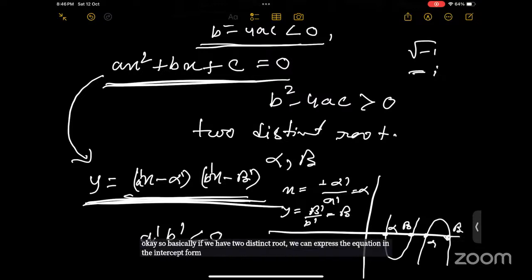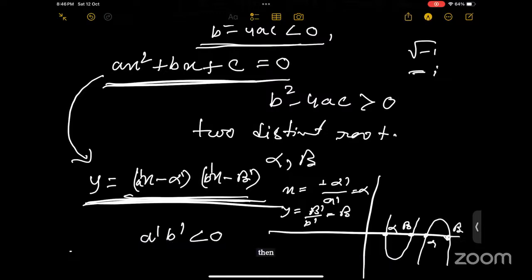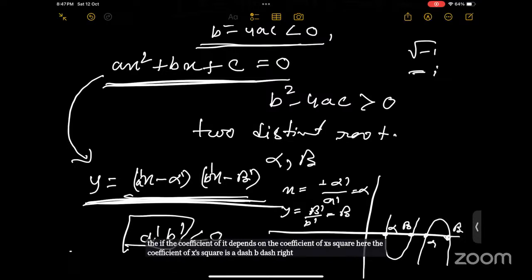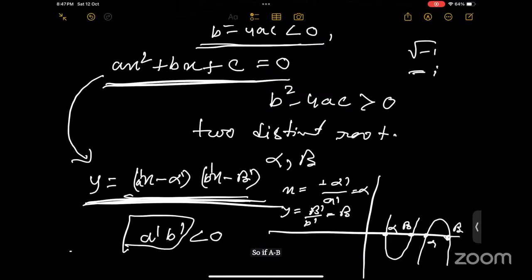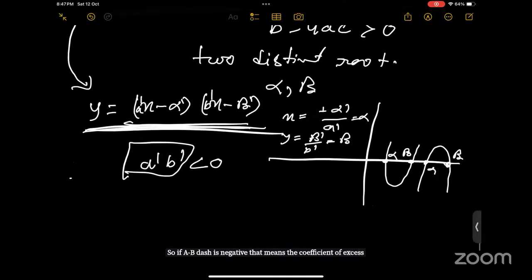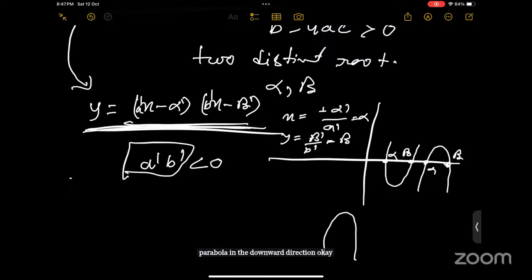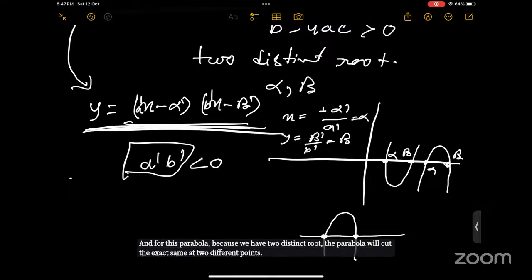If we can express the equation in the intercept form, then it depends on the coefficient of x square. Here, the coefficient of x square is a dash b dash. So if a dash b dash is negative, that means the coefficient of x square is negative, then we will get a parabola in the downward direction. And for this parabola, because we have two distinct roots, the parabola will cut the x-axis at two different points.